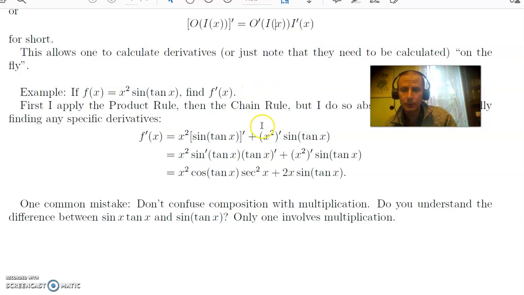And one final note is a lot of students confuse composition with multiplication. They'll see something like sine of tangent of x, and they'll think, oh, that's sine times tangent. But it is not sine times tangent. The parentheses in this case indicate the input to a function. If I did want to multiply a sine function times a tangent function, I would have written sine x tangent x. So watch out for that.